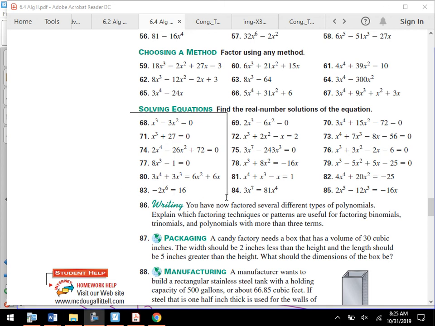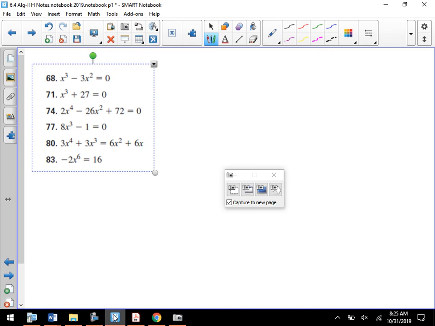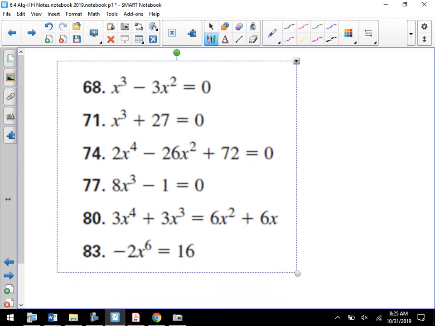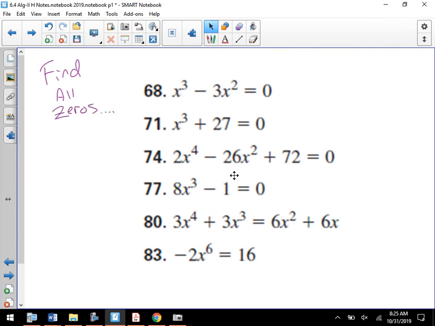All right. Find zeros. I know the instructions say real number, but I want you guys to find all the zeros. What is that? 6 of them. It's that same page, just that one little column there. Go through there and find your zeros off of those.